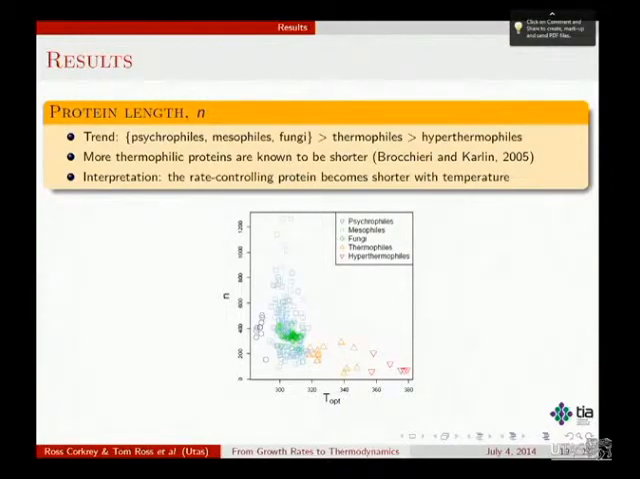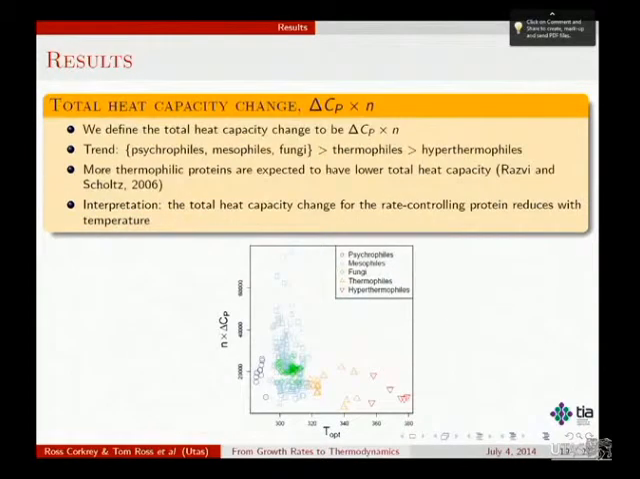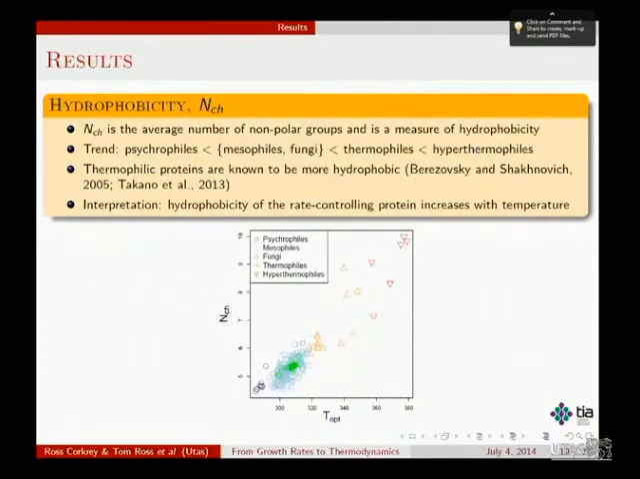And this, in my layman's interpretation, would mean that as the temperature goes up, a larger molecule is harder to keep stable. So it makes sense to have a smaller molecule. The total heat capacity is what's usually reported in the protein chemistry literature. So I've calculated that, and that also goes down as it's supposed to according to the biochemists. Hydrophobicity, the NCH, is, once again, according to the biochemists, supposed to go up, and it's predicted to do so. So we're doing well.